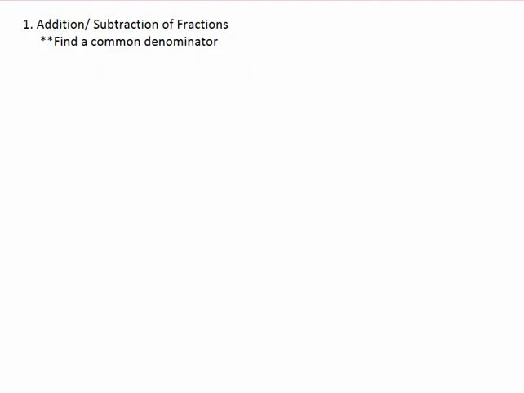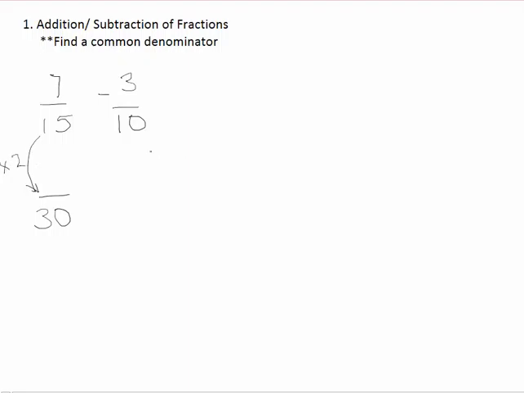I'm now going to show you how to add and subtract fractions. The first thing you want to do is find a common denominator between the two fractions. So if we have an example of 7 over 15 minus 3 over 10, in order to subtract them, they need to first have common denominators. So to do this, we want to find something that we can multiply both by to get the same denominator. In this case, we can get them both to 30. So we can multiply 15 by 2 to get to 30. And we can multiply 10 by 3 to get to 30.